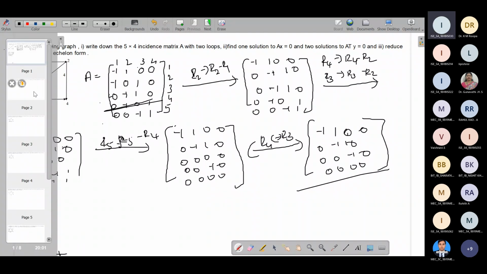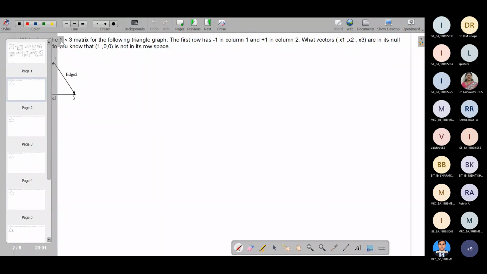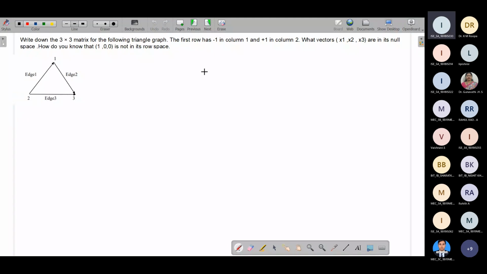So next, one more problem. This is one more model paper problem they've given. Write down the 3 cross 3 matrix for the following triangle graph. The first row has the -1 in the column, and they've given what vectors x1, x2, x3 are in its null space. How do you know 1, 0, 0 is not in the row space? We have to find that.